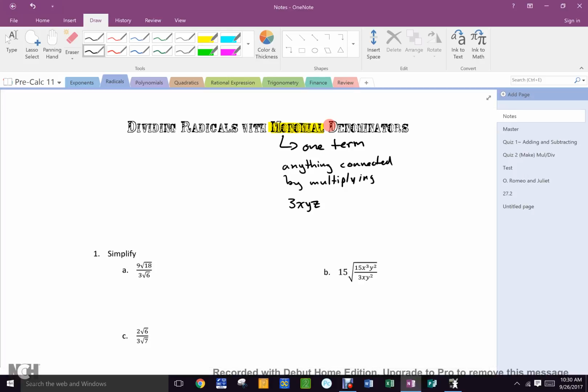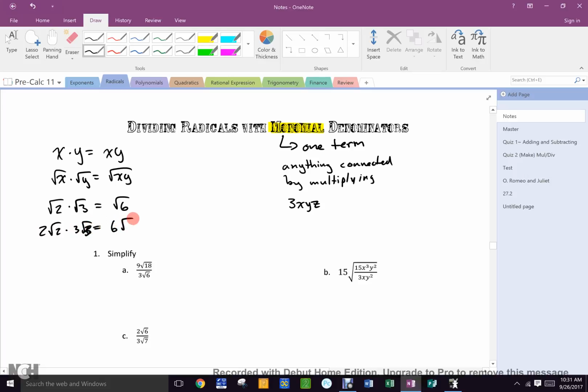Everybody cool with that? Okay, now, quick reminder. What is x times y? xy, excellent. What is root x times root y? Root xy, excellent. We did it already yesterday, yes? So what then is root 2 times root 3? Root 6. Excellent. And what is 2 root 2 times 3 root 3? 6 root 6. Is everybody good with that?